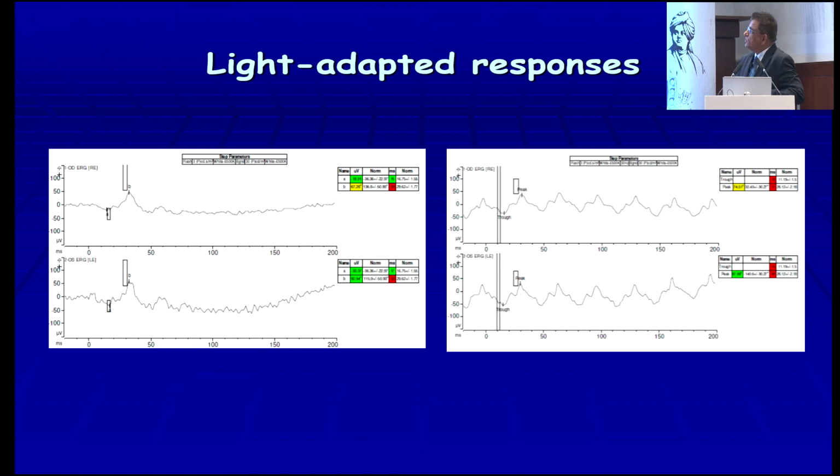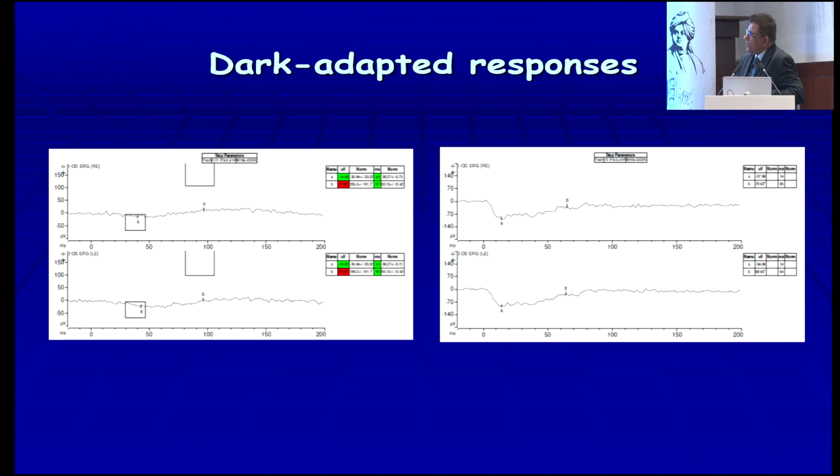And you do a light-adapted response. The cone responses don't look too bad, actually. But when you do the rod one on the left panel, it was pretty much non-recordable. And with the bright flash, you see the same negative ERG. You see the A wave, but the B wave doesn't go up.